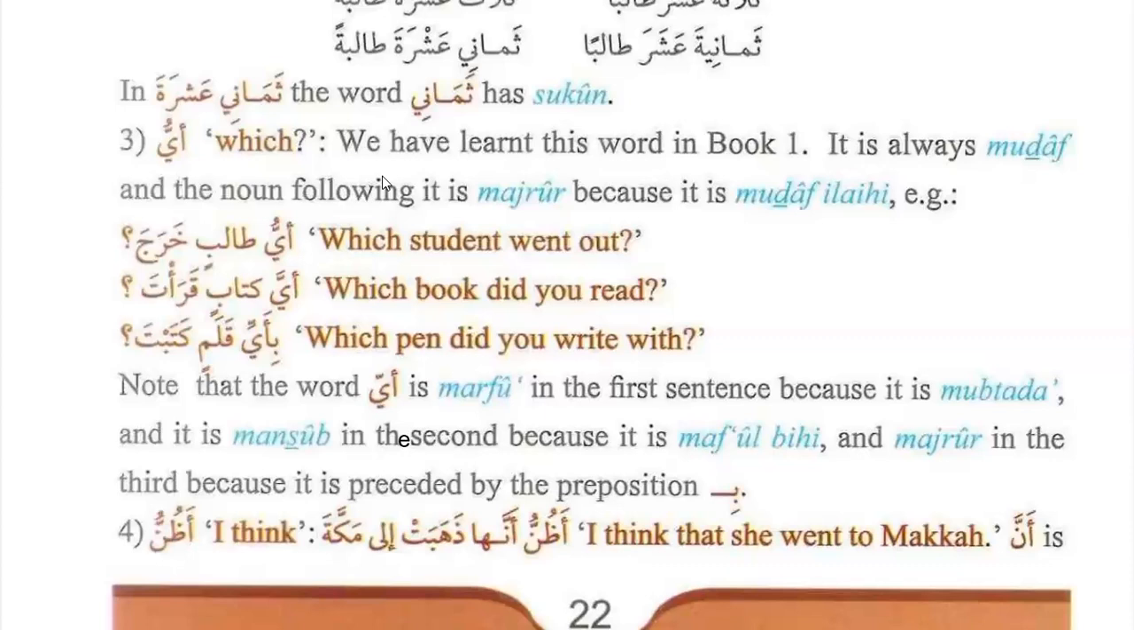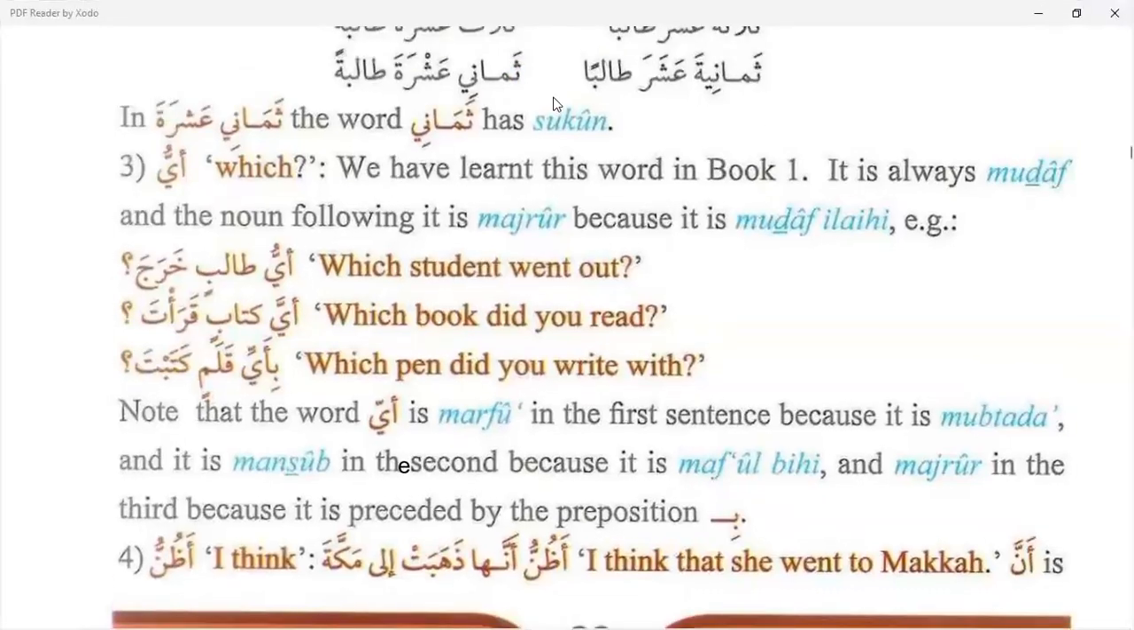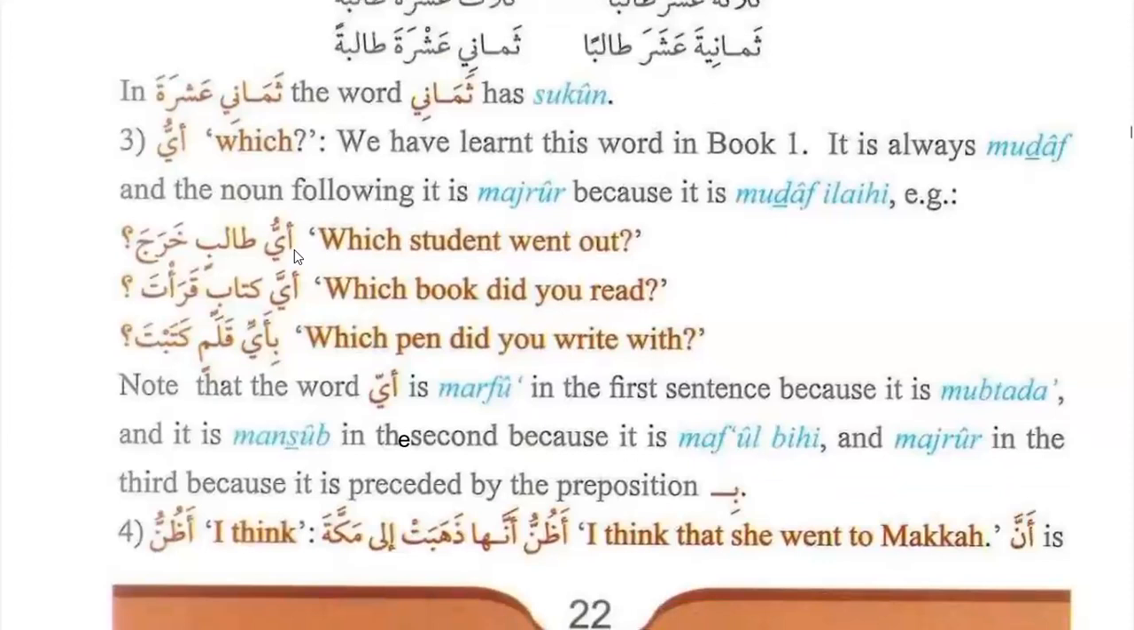Did you understand why we are using dhamma in the first ayyu? It is mubtada. How do you know it is mubtada? Do you know what is mubtada? Can anyone tell us what is mubtada? Jumla ismiya has mubtada and khabar. Then what is mubtada? Subject. So in this sentence, the word ayyu is used for the student who has done the action. So that student is mubtada. So ayyu is also mubtada here, and mubtada is always marfu.